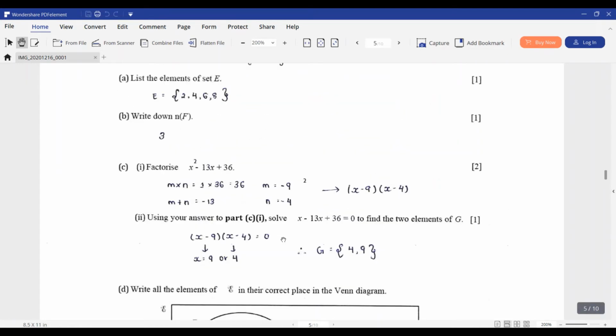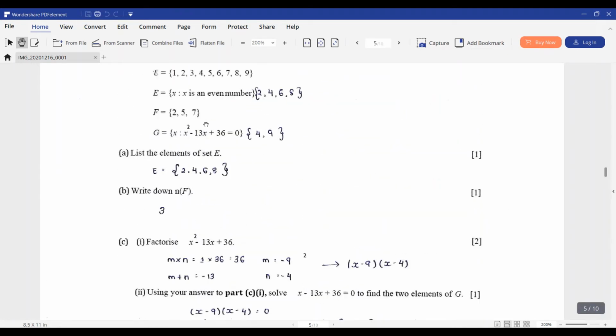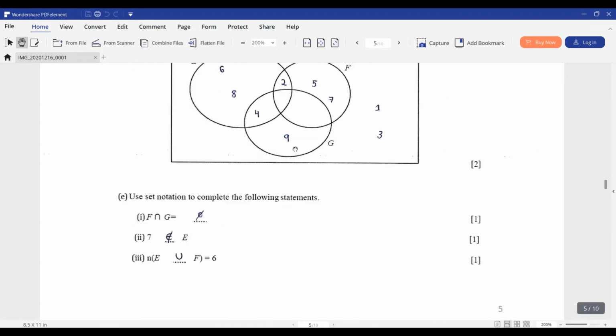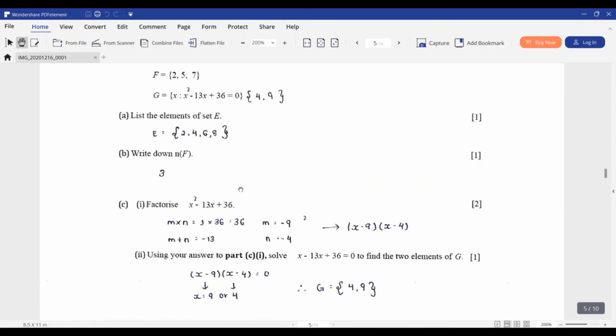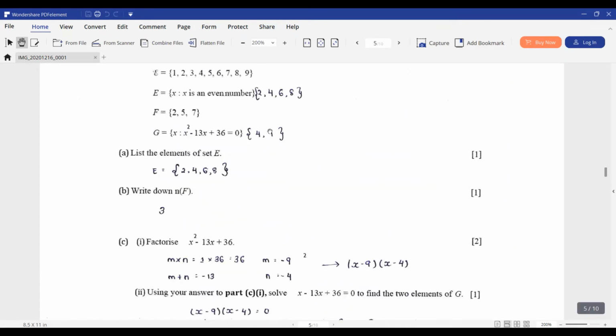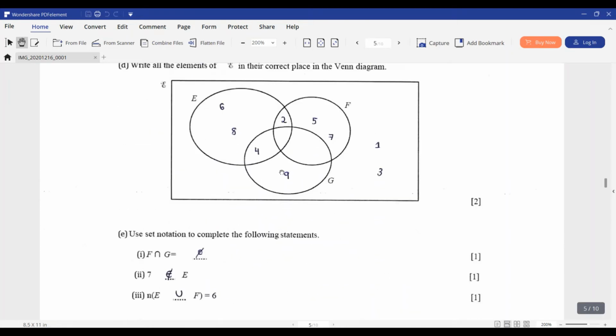So now let's go to another set. 2, 5 and 7. For F, are 5 and 7 shared among any of the sets? It's not shared with G or E, so 5 and 7 fall into the circle F alone, not in any of the intersections. What about circle G? Is 9 shared among all of them? No, 9 is not shared among any of them and is only part of set G, so it falls in the circle of G, not in any of these intersections.